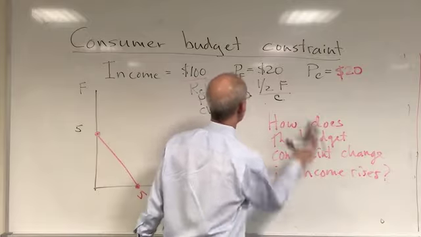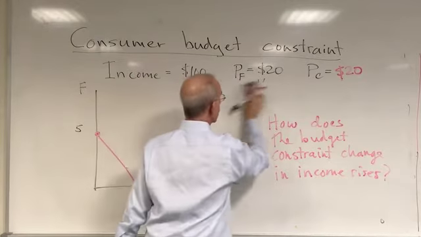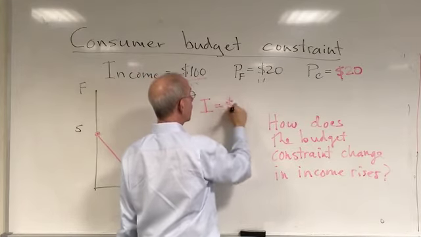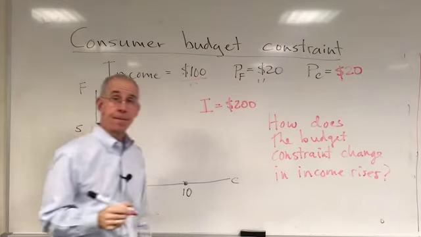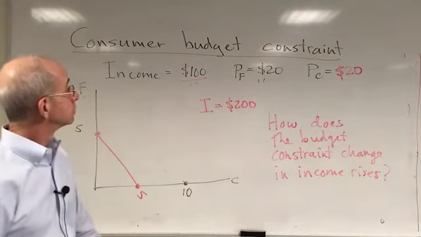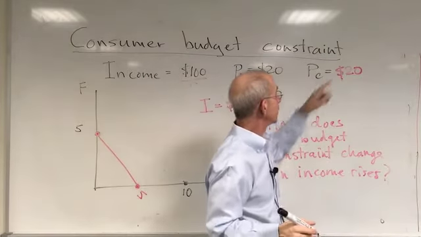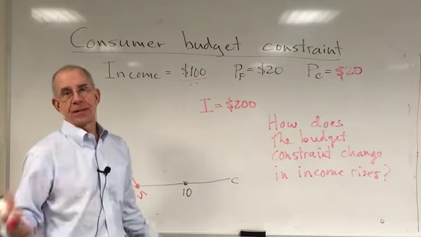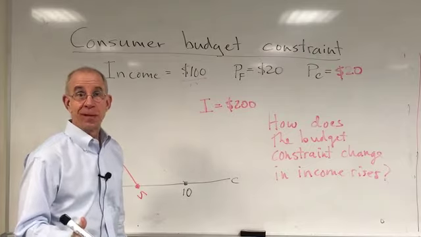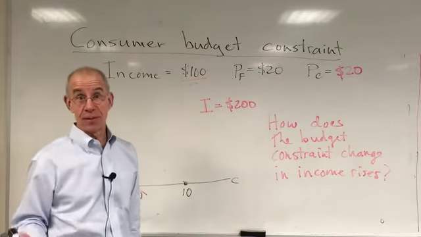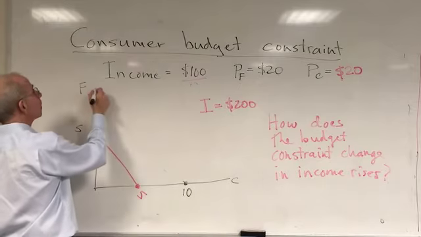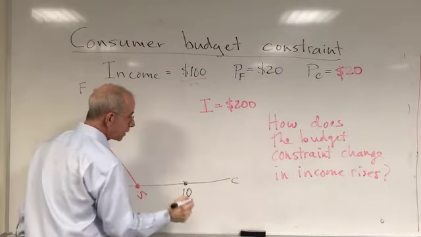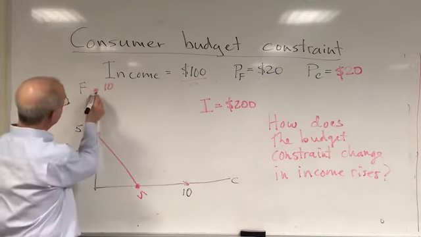And let's suppose that income now is 200. We've got the prices at 20 and 20, but now we have double the income. Well, without doing any math, if you've got double the income and the prices stay the same, you'll be able to buy twice as much. You would be able to buy 10 units of F or 10 units of C or any combination in between.